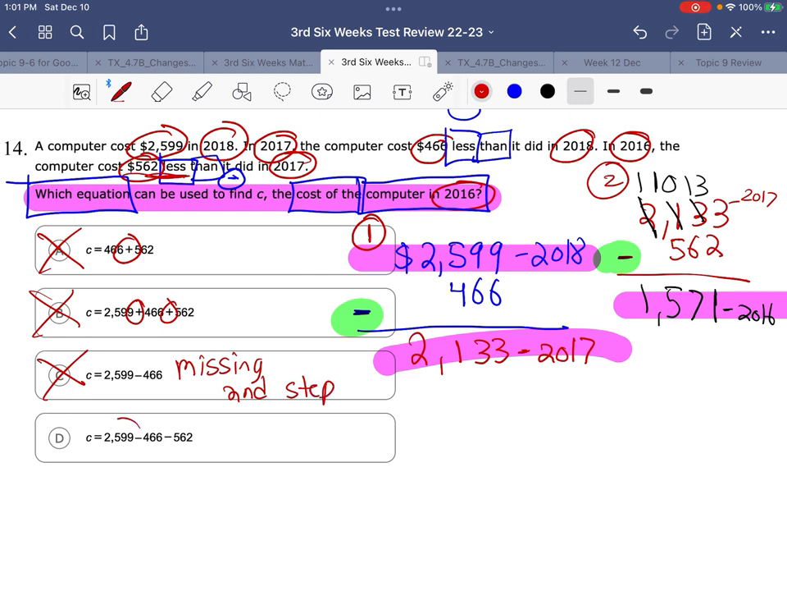D says they subtracted. That was my first step. And then they subtracted again. This was my second step. So my answer is D.